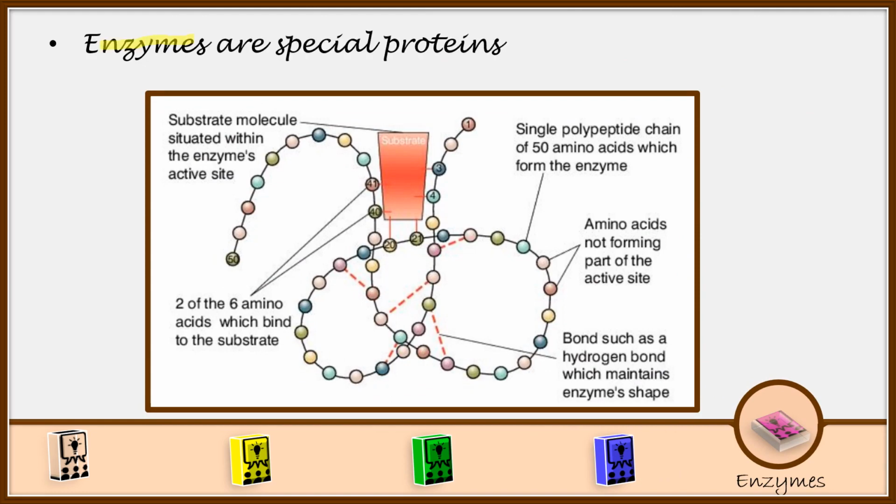Enzymes are special proteins. Now we want to look at the enzymes. These enzymes, we are saying they are special proteins. We have seen earlier that the enzymes are made up of small units, and those small units are the ones that we call amino acids. Amino acids are the ones that join together to form a protein, and an enzyme is a protein in nature.